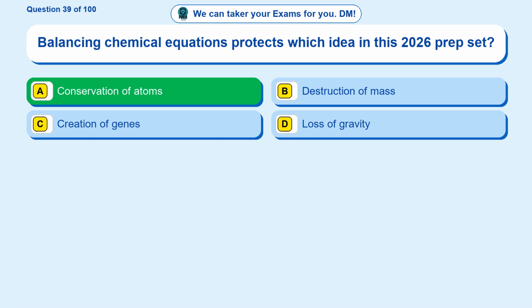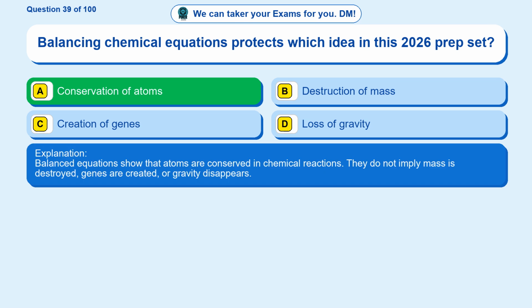Conservation of atoms. Balanced equations show that atoms are conserved in chemical reactions. They do not imply mass is destroyed, genes are created, or gravity disappears.